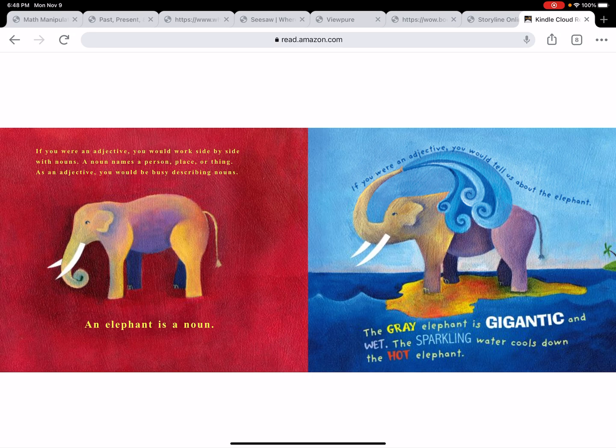The sparkling water cools down the hot elephant. Do you see the other adjectives? We also know that the elephant is hot. And then sparkling describes the water. So it is also an adjective.